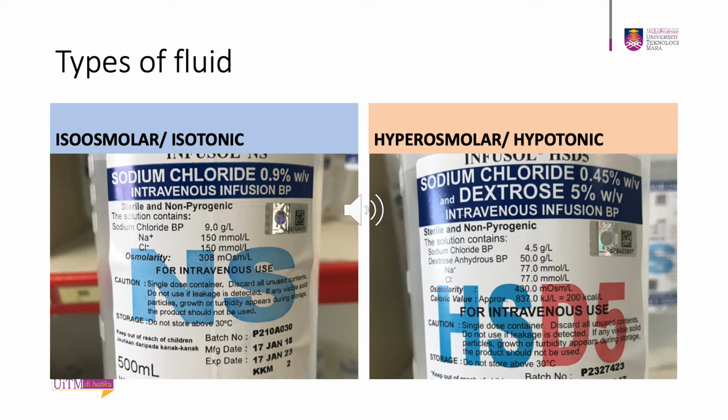So that is why it's called isoosmolar, as it is similar to the serum osmolar in your body. And the fact that the sodium doesn't cross the semi-permeable membrane easily between the intravascular and interstitium, the water remains in the intravascular. Therefore, it is called isotonic.